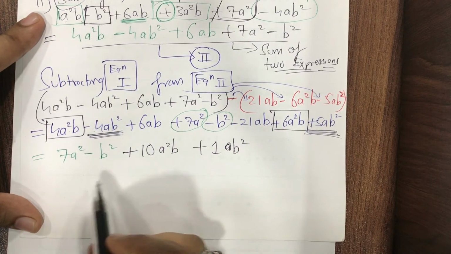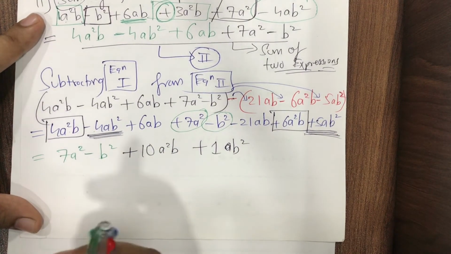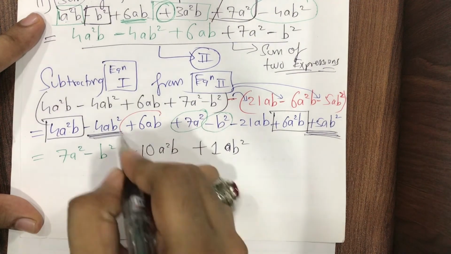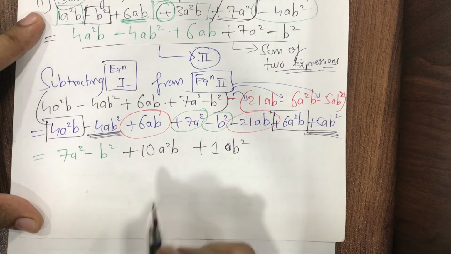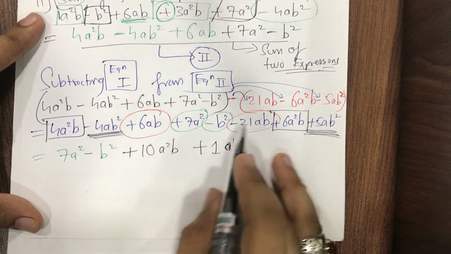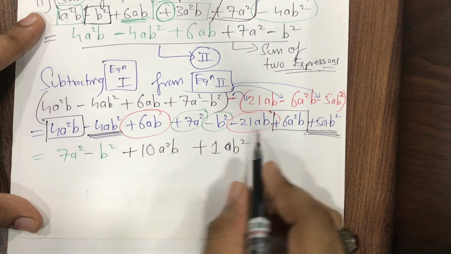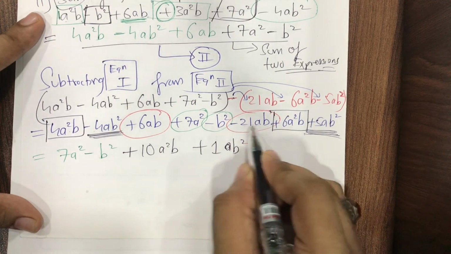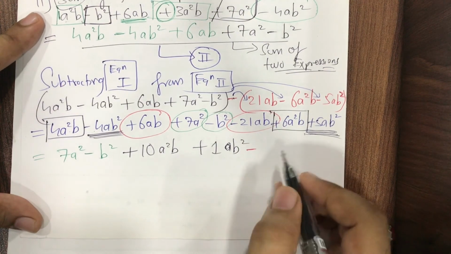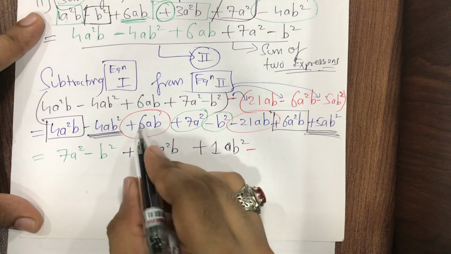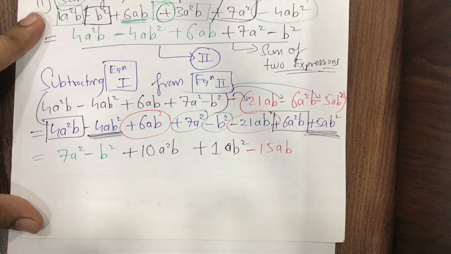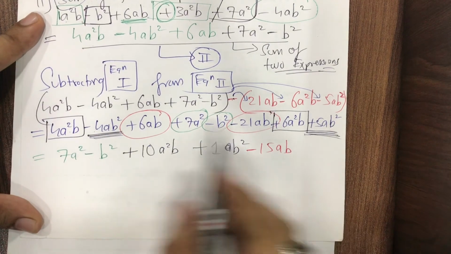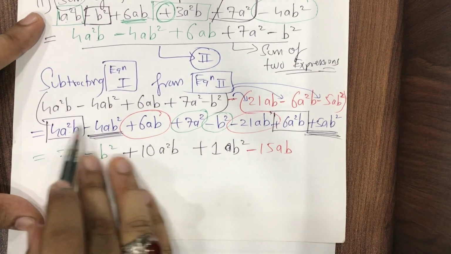Okay, still we are left with some terms. What are those terms? This is plus 6ab and this is minus 21ab. So plus 6 and minus 21, the answer will be negative because the greater number has the minus sign, and it will be 21 minus 6, which will give me 15ab. So minus 15ab. I think we have taken all the terms.